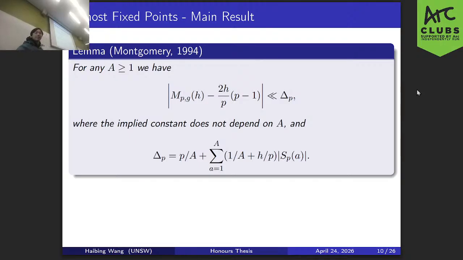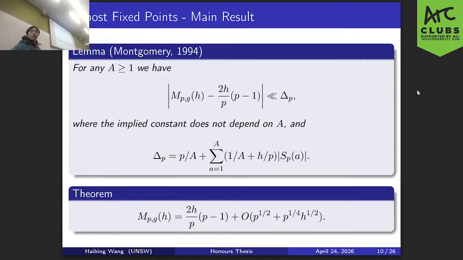But anyway, why is this useful? How do we use this? The idea here is that your choice of A matters. In this inequality we have a less-than-or-similar sign, so it's big O of delta, and the implied constant here does not depend on whatever choice of A you use. That means A is a parameter you can choose freely to optimize this bound. And that's what we're able to do.